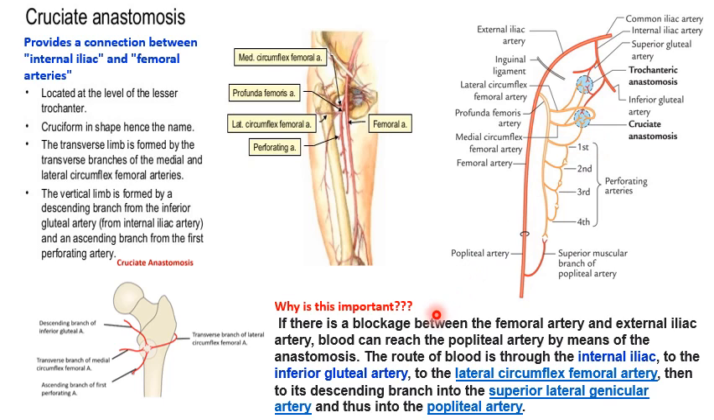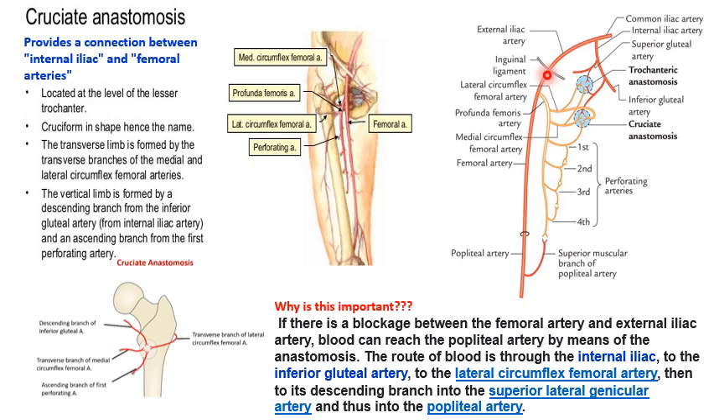So why is this cruciate anastomosis important? If there is any blockage between the femoral artery and the external iliac artery here, so there is no flow lower down, that is through the profunda femoris and through the lateral and medial circumflex femoral arteries, isn't it? So how does the blood reach the popliteal artery to supply the lower limb?